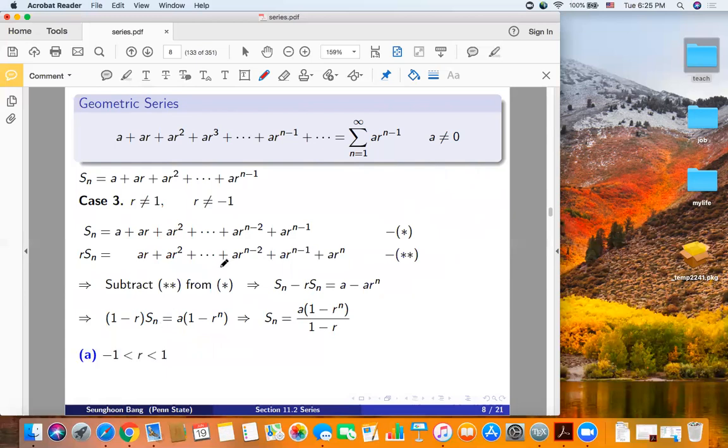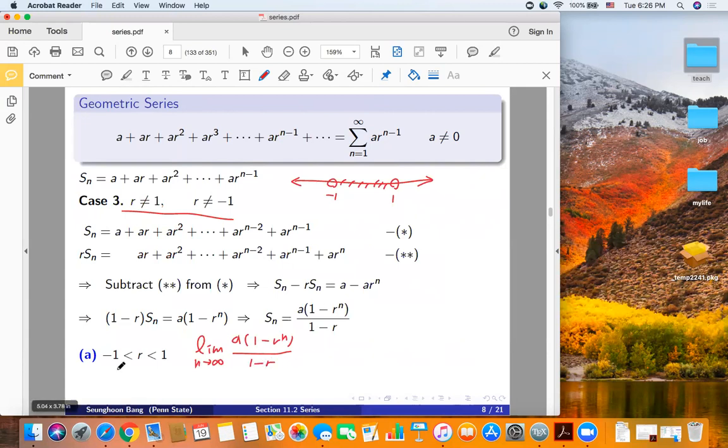You can take the limit of Sn. We think about two more cases from the third case: except for minus 1, except for 1. So we think about the middle range first. The middle range is r between -1 and 1. What's the limit of Sn as n approaches infinity? It is a times 1 minus r to the n over 1 minus r.